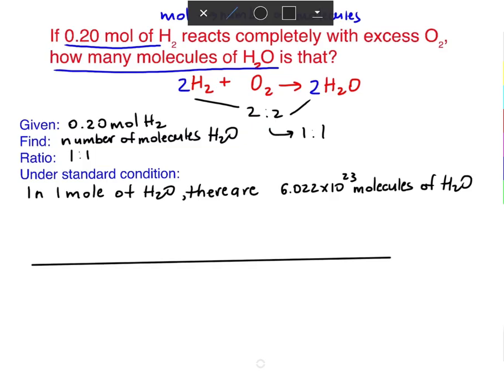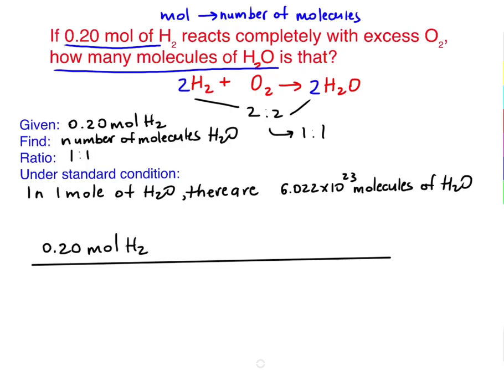And now we have everything. We can go ahead and start plugging in. So first, as always, you need to write what's given to you. That's how you start. So 0.20 moles of hydrogen.